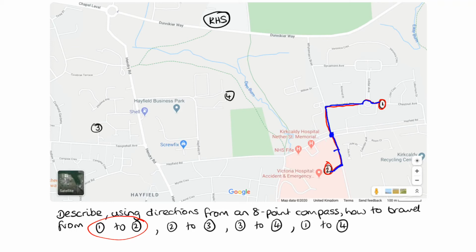Okay, let's journey from 2 to 3 now. So let's just lose that journey. So we're going from 2 to 3, so that's quite a long way, isn't it? So how would you describe that? Take a moment to think of it. So first of all, we're on the end of this little bit of road here. So we're going to head that direction. What's that direction? Northeast. So first of all, go northeast till you get to the T-junction.